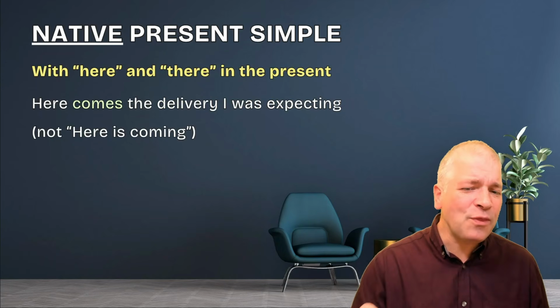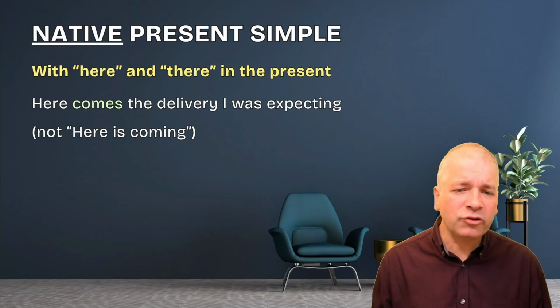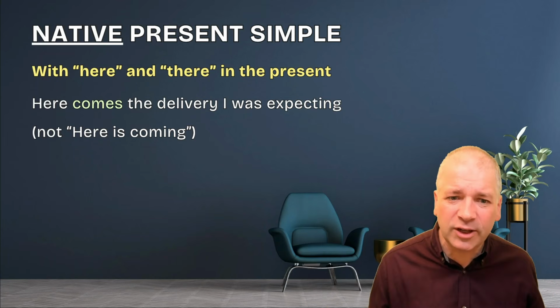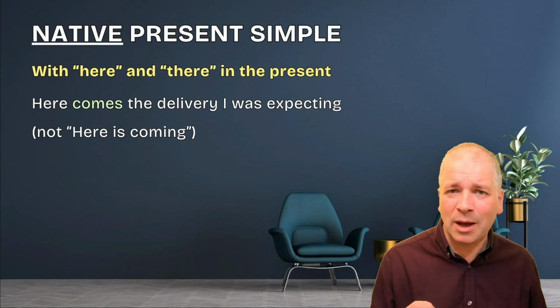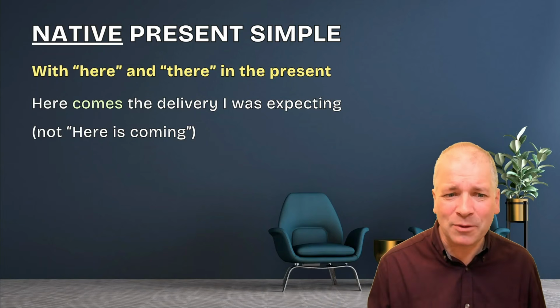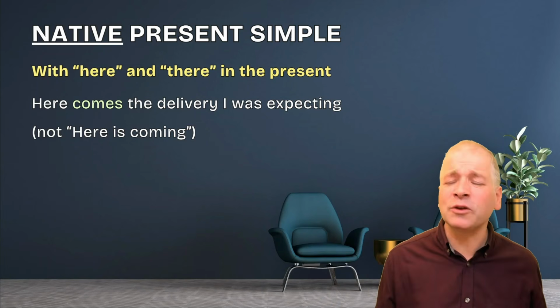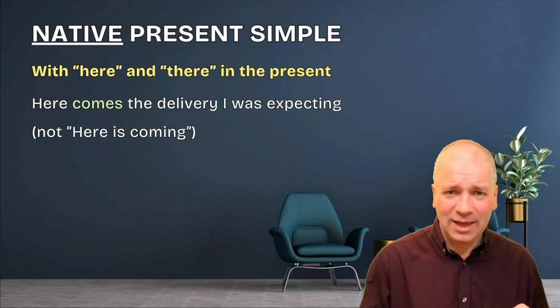With "here" and "there" in the present, we usually use the simple, not the continuous. So you're looking out for, expecting a parcel to come today, and you see a van coming up the road. "Here comes the delivery I was expecting," not "here is coming."